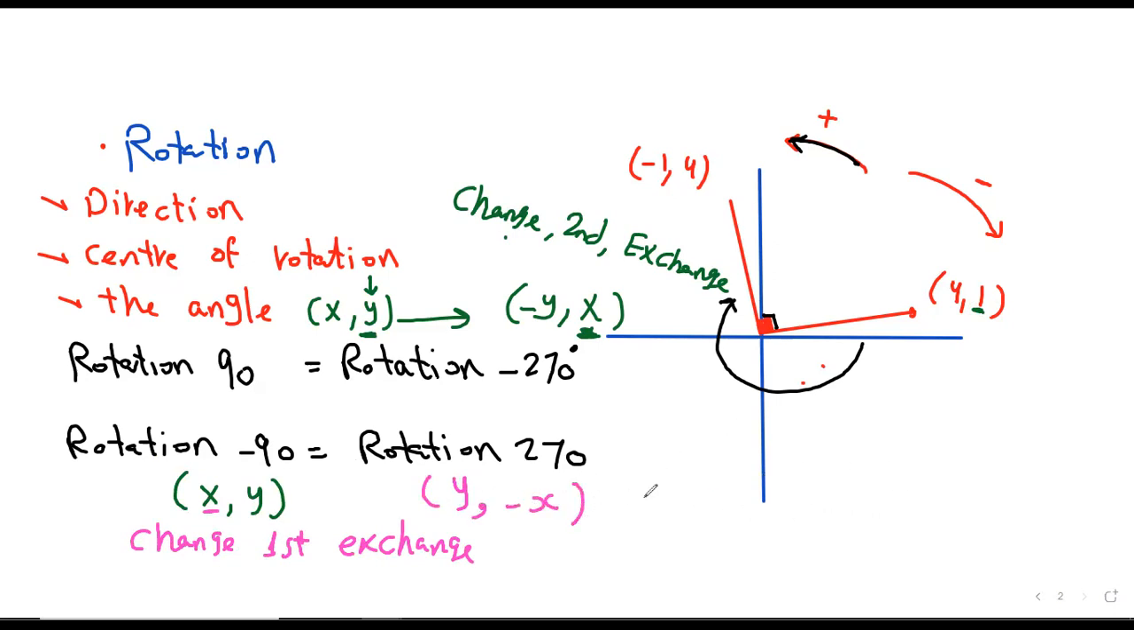So if we are talking about the point 4 and 1 by rotation negative 90, change the sign of the first, negative 4, and exchange. It will be 1 and negative 4. That's it.